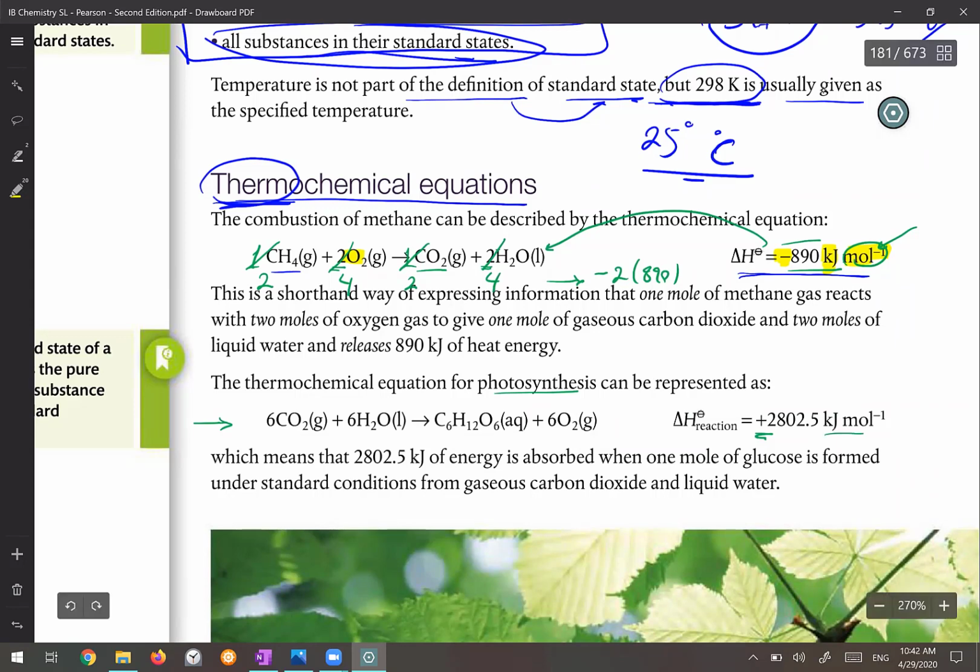2,802 kilojoule per mole. It means if 6 moles of carbon dioxide react with 6 moles of water to produce 1 mole of sugar and 6 moles of oxygen, it needs 2,802 kilojoule of energy. If you want to react, for example, 12 moles of carbon dioxide with 12 moles of water to produce 2 moles of sugar and 12 moles of oxygen, how much energy do you need? 2 times 2,802, twice as this one. Okay.